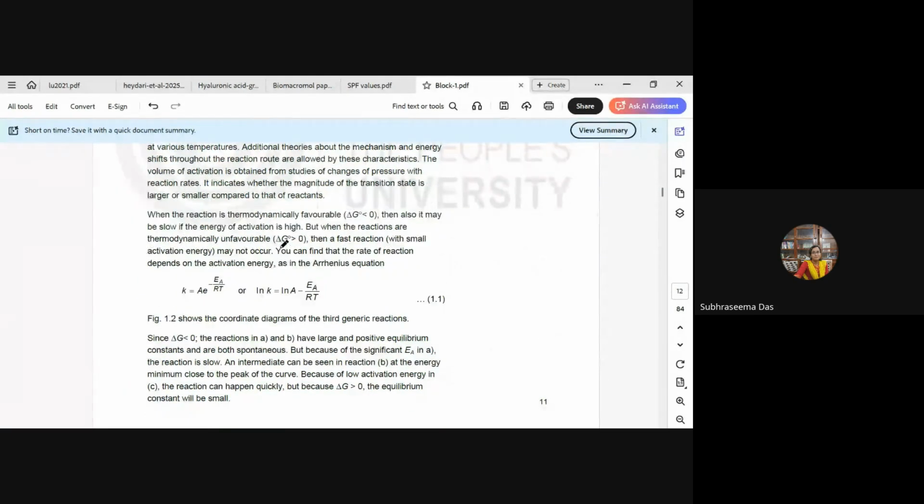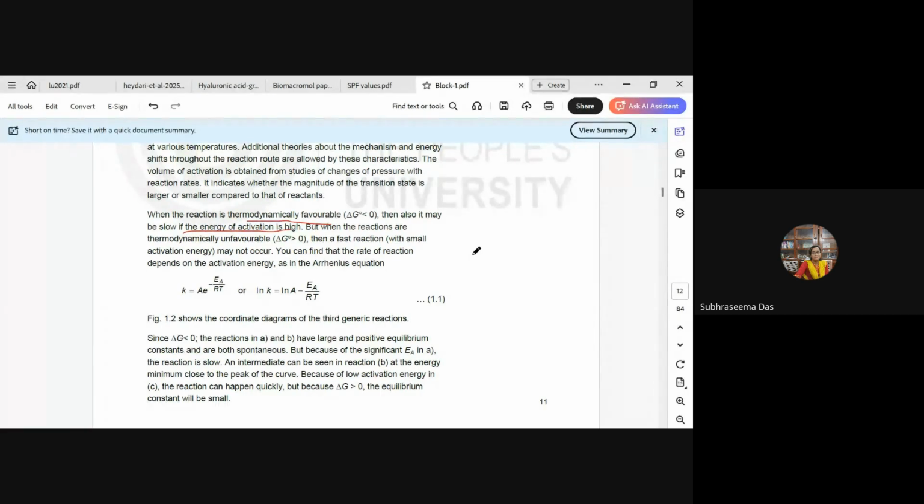Now, when a reaction is thermodynamically favorable, how do we know? This is the very basic law of thermodynamics, that is when delta G is negative. So if delta G is negative, then a reaction is thermodynamically favorable. And if delta G is positive, then the reaction is not favorable or it is not feasible. So when a reaction is thermodynamically favorable, it may be slow if the energy of activation is very high. But when the reactions are thermodynamically unfavorable, that means delta G is greater than zero, which means delta G is positive, then a fast reaction may not occur.